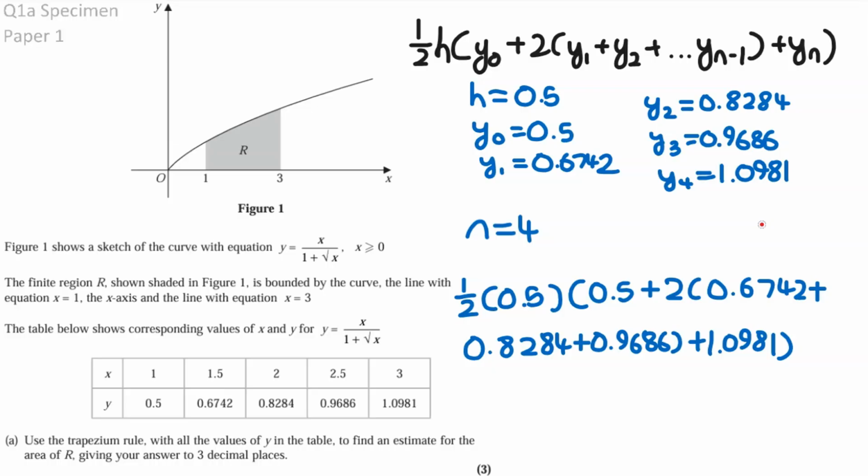And then if you put this into your calculator, it wants it to 3 decimal places, it says in the answer, you get out a value of 1.635. So this is an estimate for the area of R here.